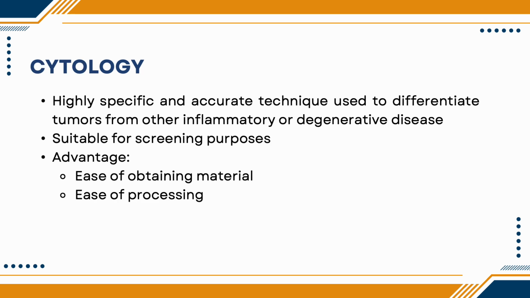So first, let's define what is cytology. Cytology is a highly specific and accurate technique used to differentiate tumors from other inflammatory or degenerative diseases. So it is suitable for screening purposes only. Advantages include ease of obtaining material and ease of processing. Cytology, in contrast to histology or histopathology, is specifically for the study of cells, whereas histology or histopathology talks about the physiology or the pathophysiology of tissues in general. So it is advantageous due to the ease of obtaining material and ease of processing.